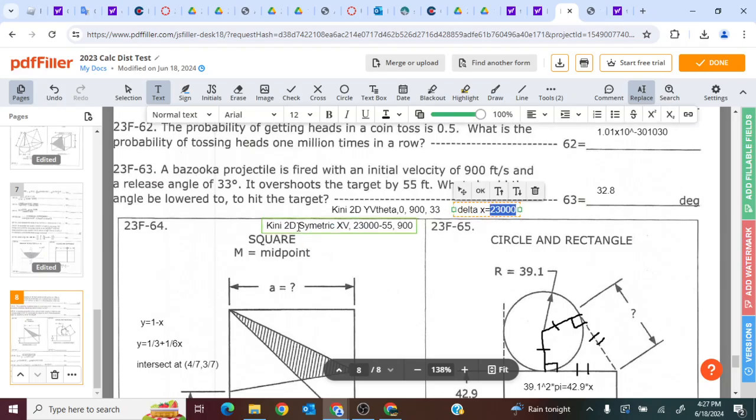Then you do kinematics 2D symmetric, given the delta x and the velocity, because now we got a new target angle, or a new target distance with this value minus 55. And then the velocity is still the same. If you do that, you get 32.8 degrees.